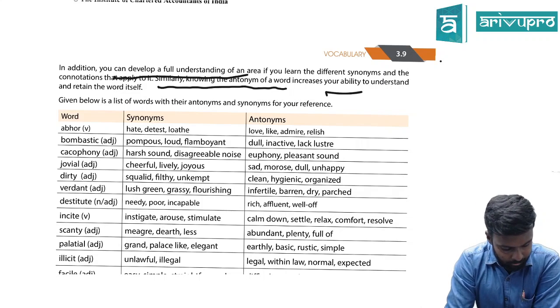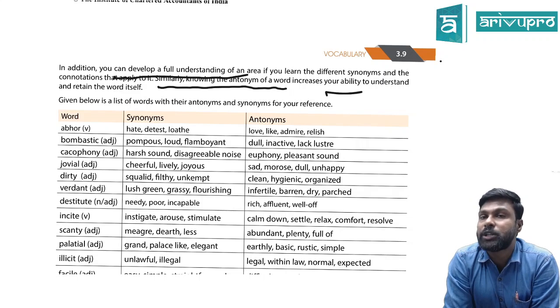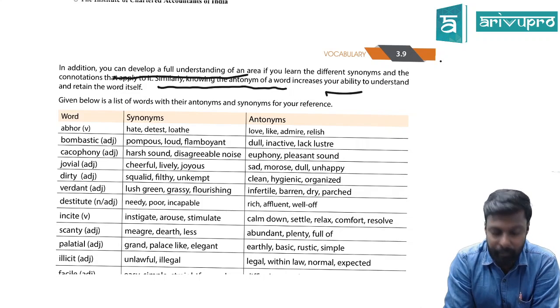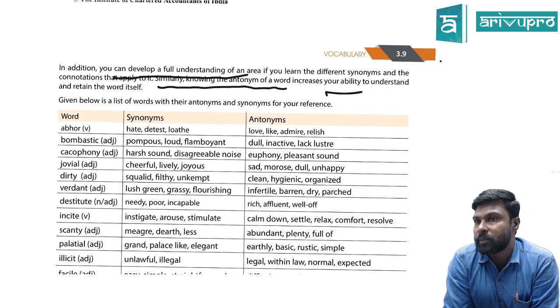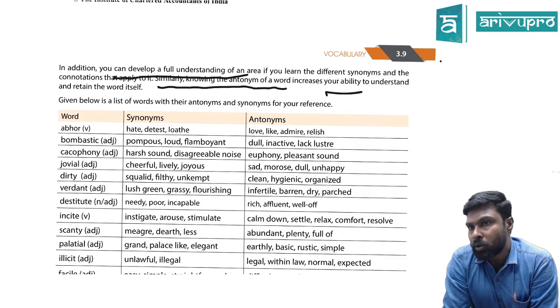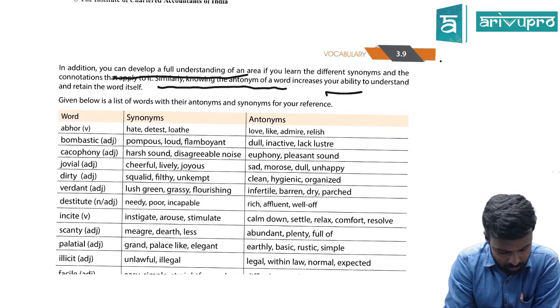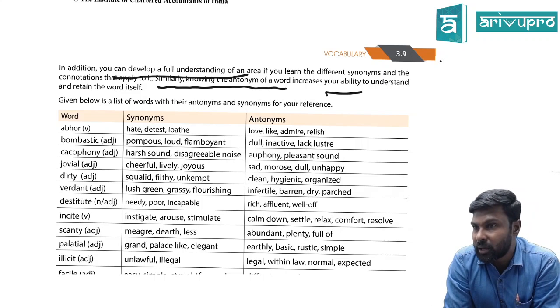What's the next word? How do you pronounce this? Palatial. Palatial. Meaning grand, palace-like, elegant. I went to the Mysore Palace and it's so palatial and beautiful. Right? It's so grand and elegant. Next one. Earthly, basic, rustic, simple.